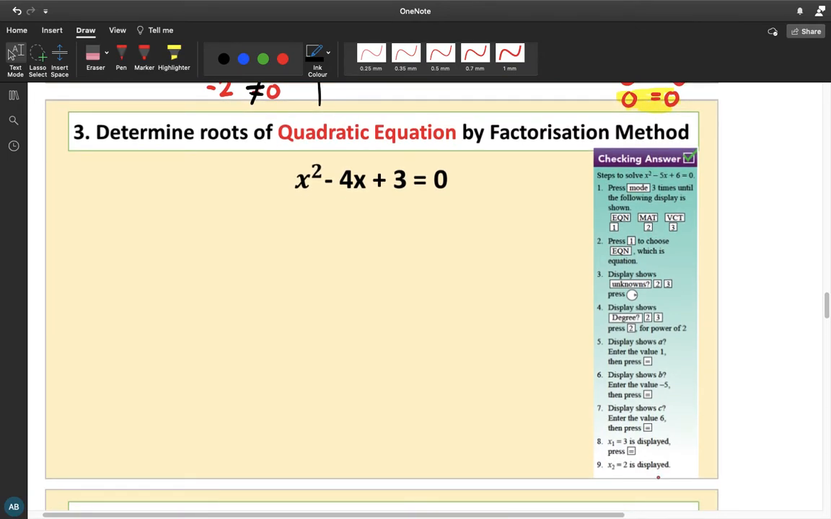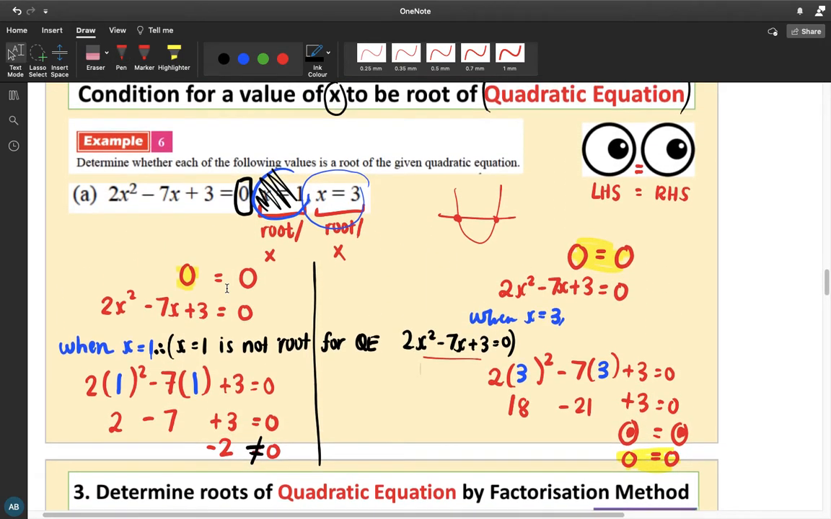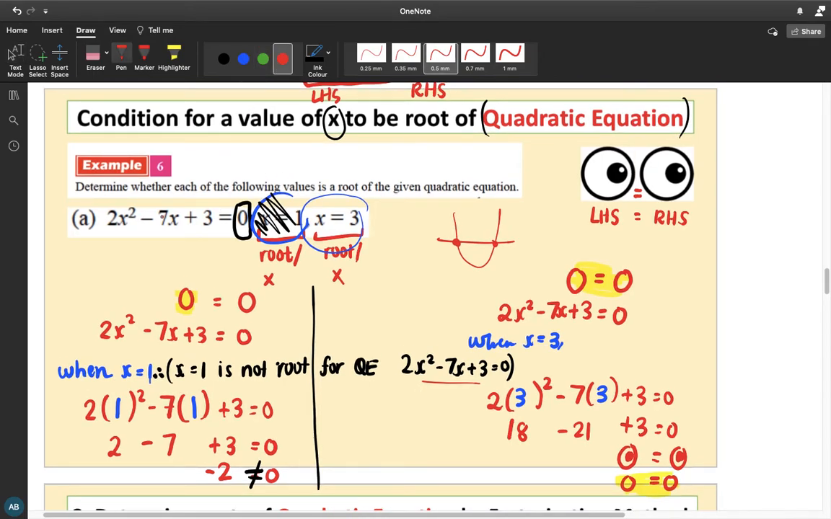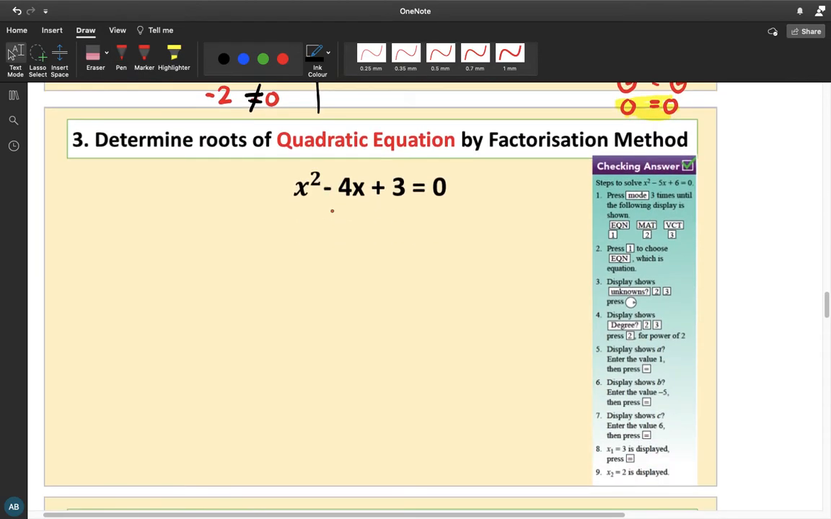Okay, so the number 3 thing that we are going to learn today is determining roots of quadratic equation by factorization method. So what's the difference between this and this? For this one, it gives us the quadratic equation and a point that may or may not be a root. For this one, it only gives us the quadratic equation and we have to find the roots ourselves. Alright, so what we're going to do is the factorization method.